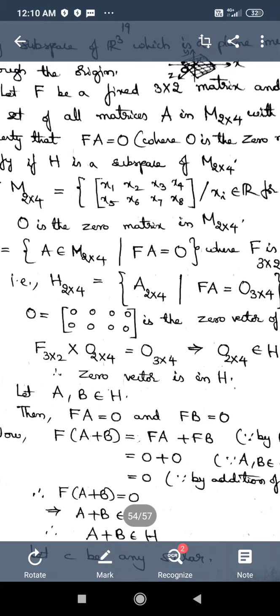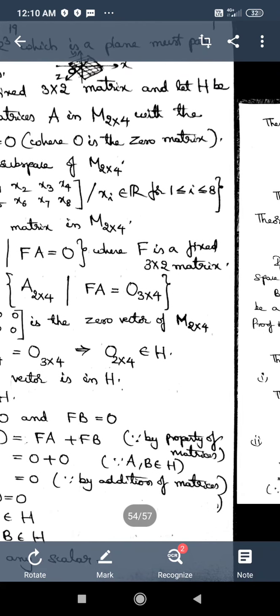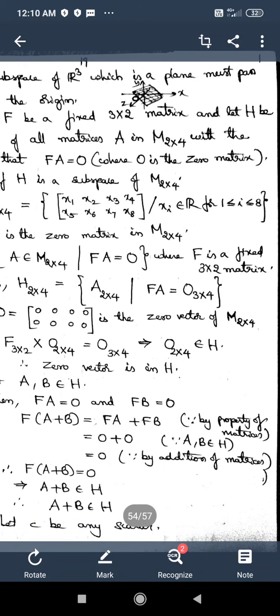Now consider F times (A plus B), which is equal to FA plus FB. By a property of matrices we can write it like this. This is the distributive property, which is satisfied in all matrices which can be added and multiplied.